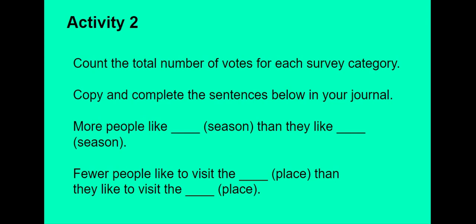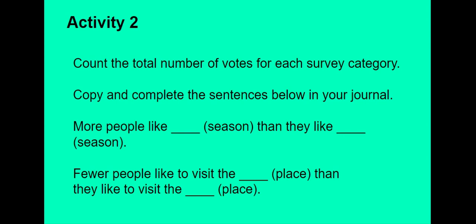Activity number two is to complete the sentences at the bottom of the screen. You will count the total number of votes for each survey category. Then you will copy and complete the sentences below in your journal. The first sentence will be used to compare your answers for the first tally chart. Which season is your favorite?